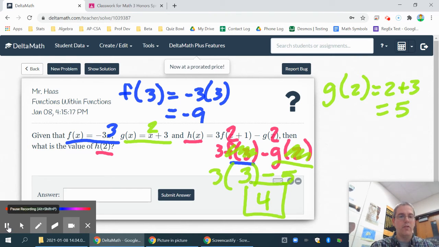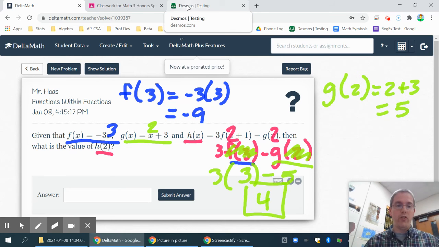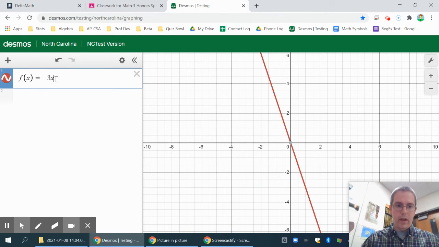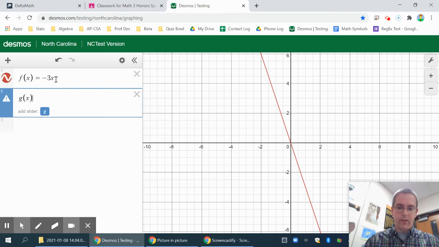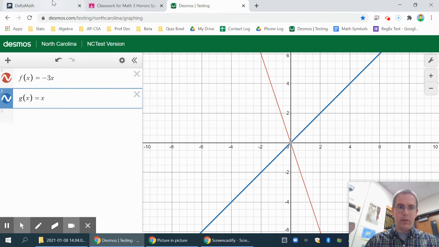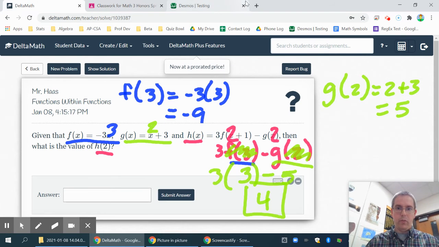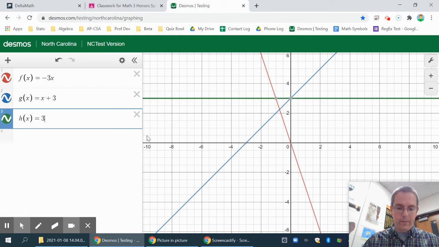Now, I'm going to show you how to do something with DeltaMath on this. Another neat thing you can do, hopefully you can do these without using Desmos, but if you type all those equations in Desmos, you can make progress. So I need to start with f of x equals negative 3x, and g of x equals, I think it was an x plus 3. And then I do have to type in h of x as well. h of x is equal to 3 f of x plus 1.